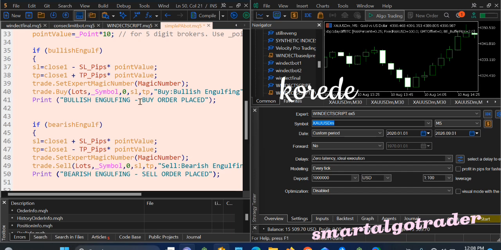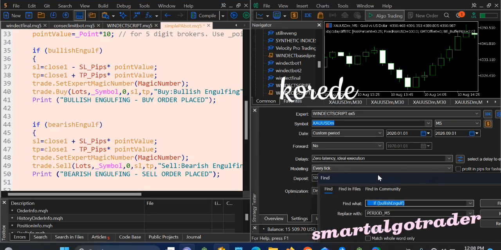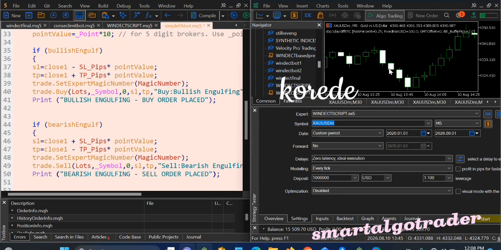So look, if it is bullish, the stop loss will be what? The stop loss will be the close minus the stop loss pips multiplied by the point value. Maybe when I use it on a visual, you understand more. Let's go.